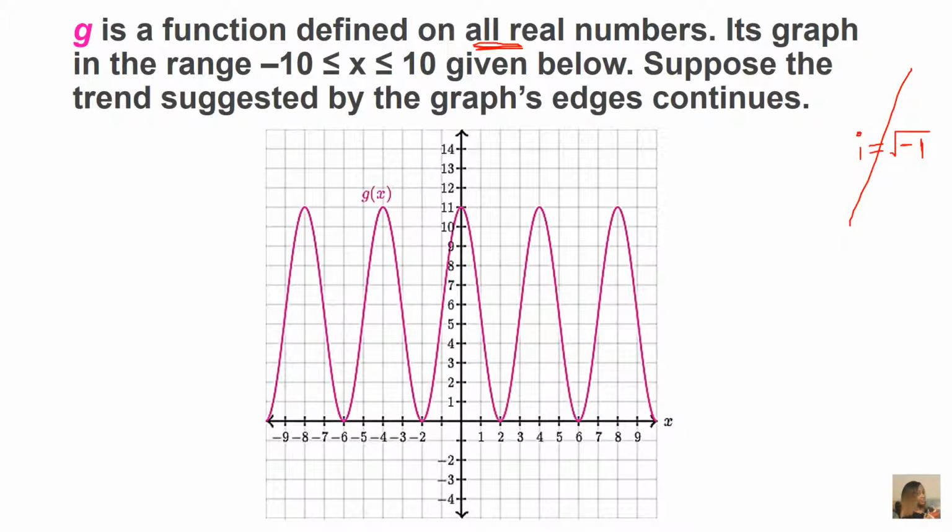So its graph in the range between -10 and 10, that is -10 is less than or equal to x, x is less than or equal to 10, is given below. So this is shown here. Suppose the trend suggested at the graph's edges continues. So here we see that there is some type of periodicity in this particular function. It repeats over an interval of about 4 units along the x-axis.